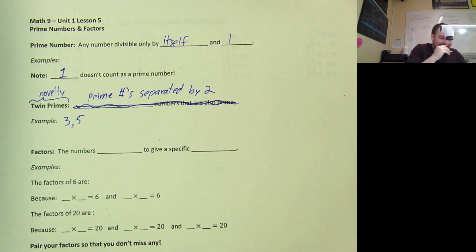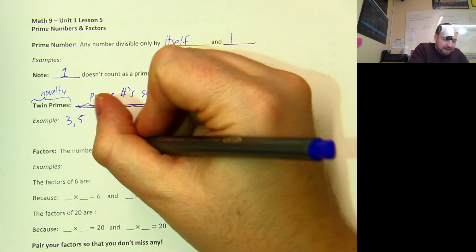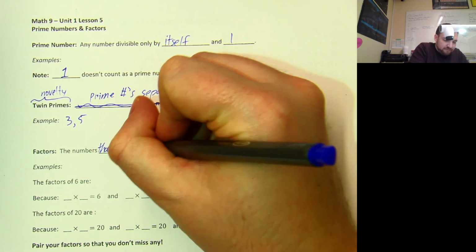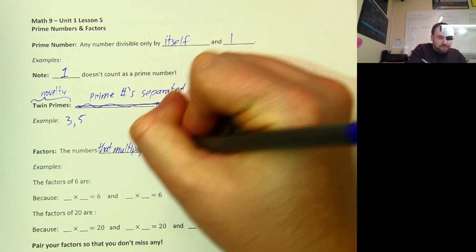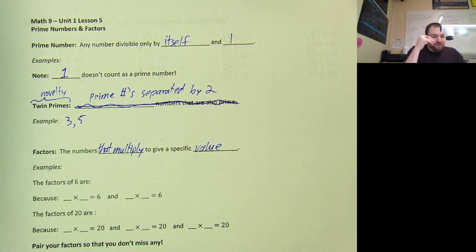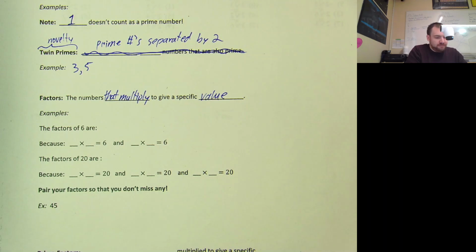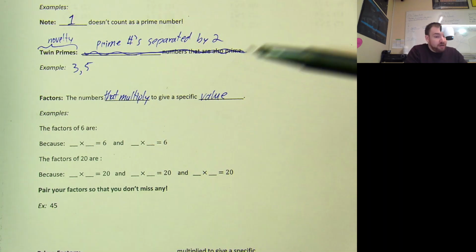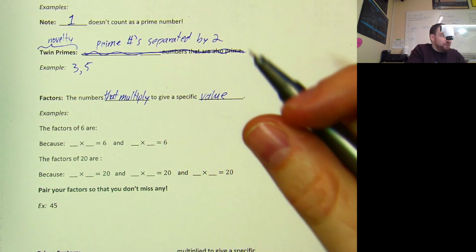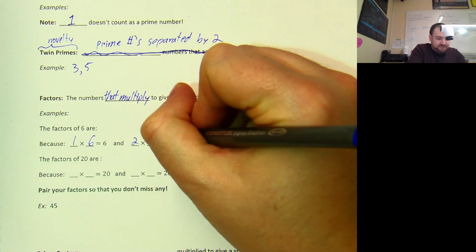Factors we've already talked about. Again, I probably should have done this lesson before the previous lesson, but that's fine. Factors are the numbers that multiply to give a specific value. So for example, if our value is 6, the factors of 6 are 1, 2, 3, and 6, because 1 times 6 is 6, and 2 times 3 is 6.